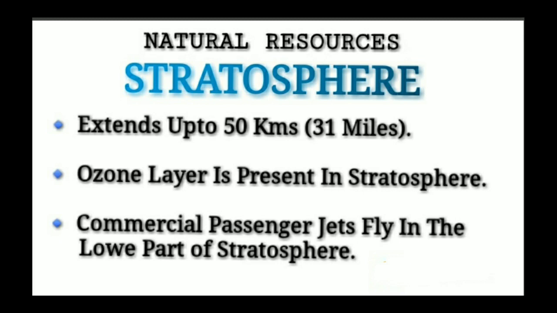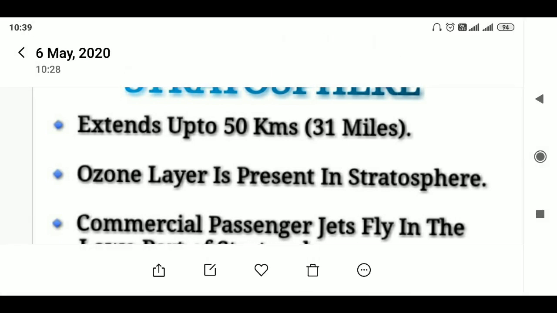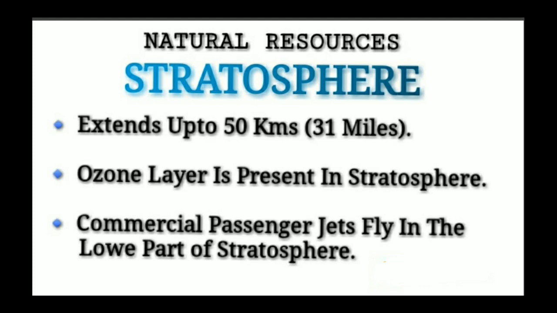Stratosphere. The next layer above the troposphere is called the stratosphere. It extends from the top of the troposphere to about 50 kilometers, or 31 miles. And the infamous ozone layer is also found within this stratosphere. As you know, the ozone layer acts as a shield that protects us from the harmful ultraviolet radiation of the sun. And commercial passenger jets and planes fly in the lower part of the stratosphere, partly because the air in the stratosphere lacks turbulence, which provides a smooth ride.